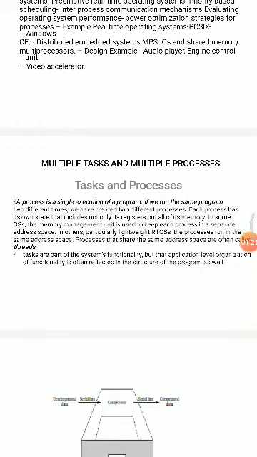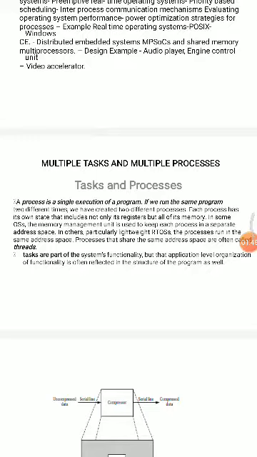In some OSs, a memory management unit is used to keep each process in a separate address space. In others, particularly lightweight RTOSs, the processes run in the same address space. The processes that share the same address space are often called threads. So a process is a program still under execution, and a thread is called a lightweight process.